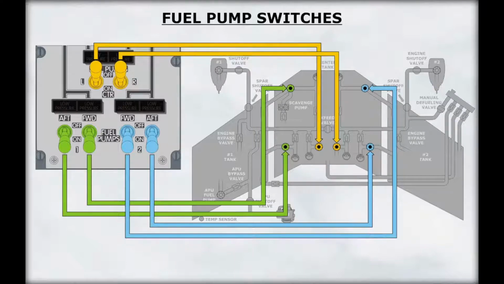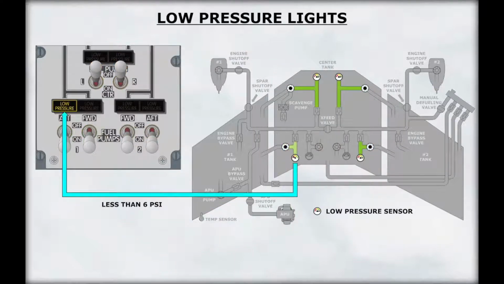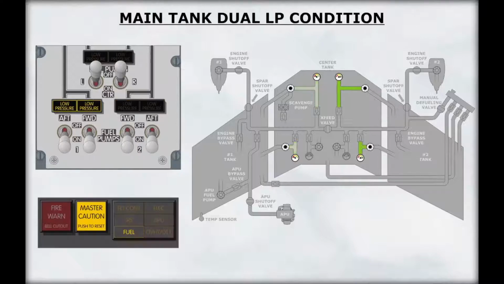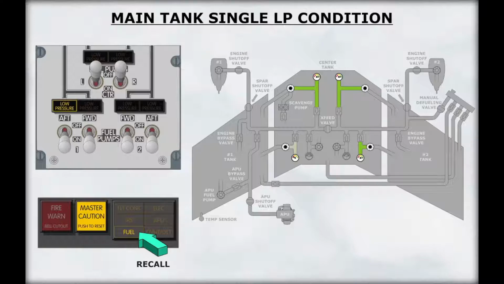The fuel pump switches control their respective pumps. Each main tank pump output pressure is monitored by a pressure sensor. When the pump output pressure decreases below 6 psi, the associated low pressure light will illuminate. For main tanks 1 and 2, the low pressure light is armed at all times, regardless of the pump switch position. The fuel annunciator light and master caution lights will illuminate if both main tank low pressure lights for a particular tank are illuminated. The fuel annunciator light and the master caution lights will illuminate on recall if only one low pressure light is illuminated.